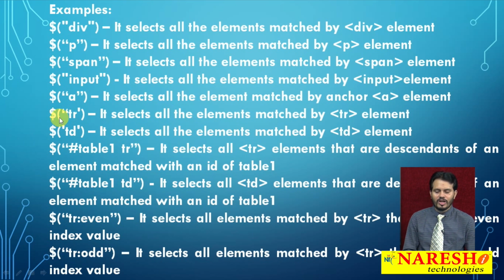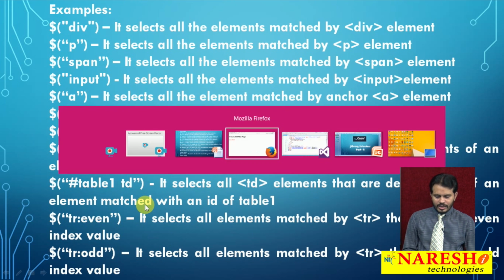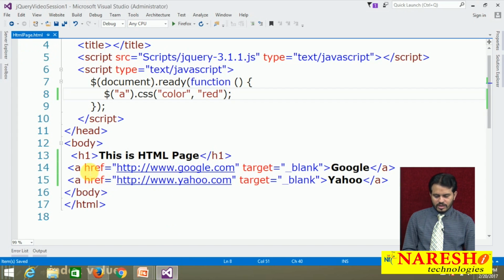Now here what is available next? In the next example, dollar of what is it? TR. I hope you have an idea. TR is used for representing the table row in any HTML table. It selects all the elements matched by what is it? TR elements. So what I do here, for this example, I just come down here.